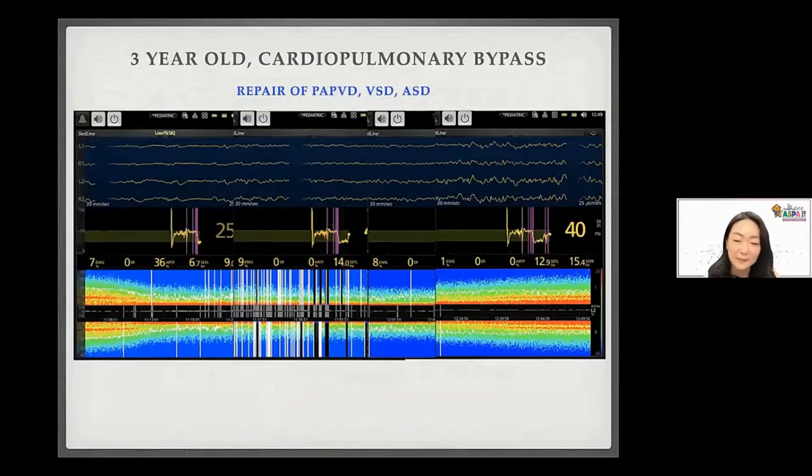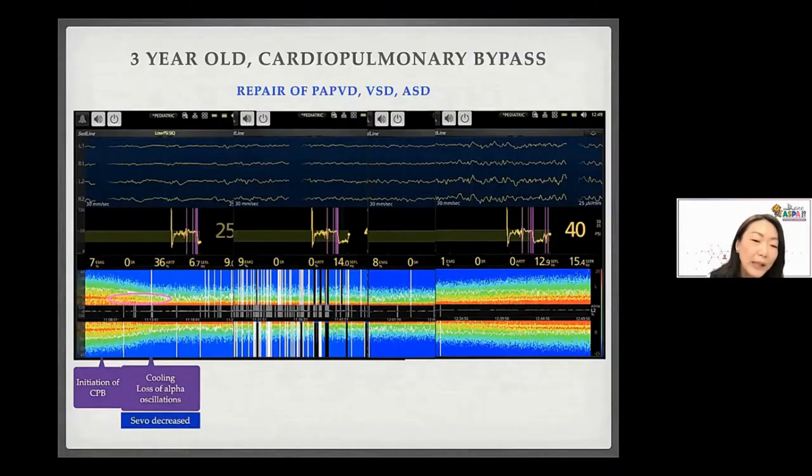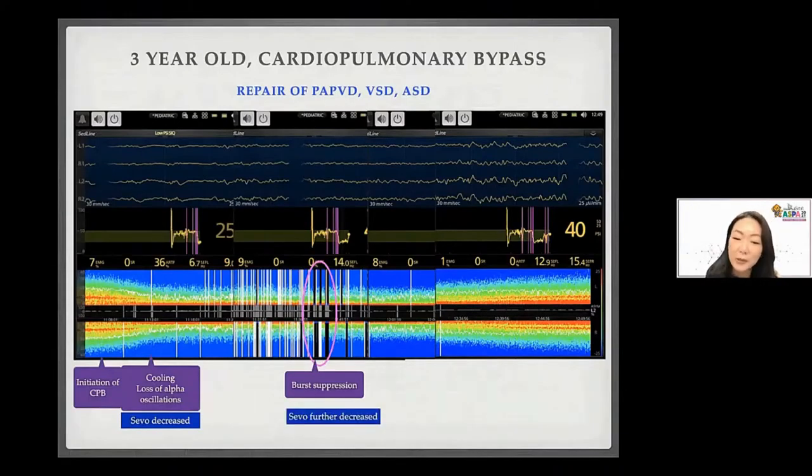So the patient had an uneventful induction, had invasive lines put in, and here we're initiating cardiopulmonary bypass at this point. So with cooling, going on bypass, there's loss of the alpha oscillations. You can see it disappearing here. And at this point, we know the patient was deeper, so we decrease the sevoflurane. So as the patient continues to cool on bypass, he went to burst suppression. Okay, so normally we run sevoflurane when the patient is on pump. So at this point we saw burst suppression and we knew the patient was probably deeper than necessary. So we decreased the sevoflurane.